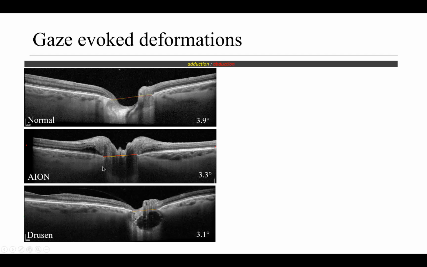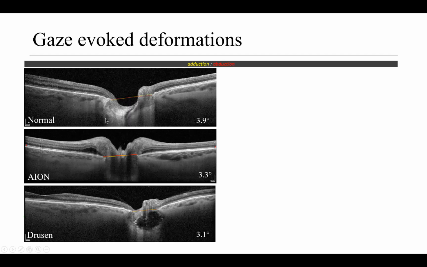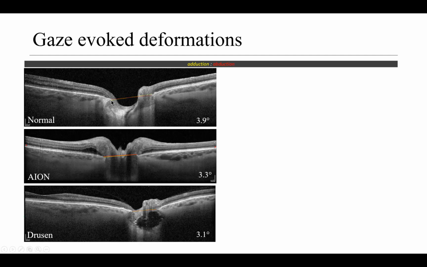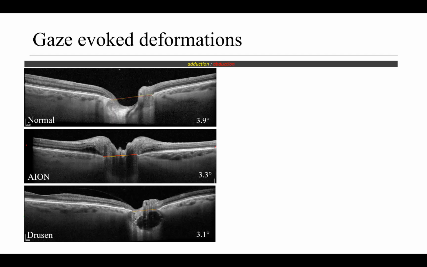And what you'll also notice is that notwithstanding the presence of disc edema in ischemic optic neuropathy or optic nerve head drusen, the deformation is the same with respect to the pattern and the magnitude of that seesaw or tilting motion. Now, the angle formed by the two lines joining the margins of the basement membrane layer is in the order of about 2 to 4 degrees or so.